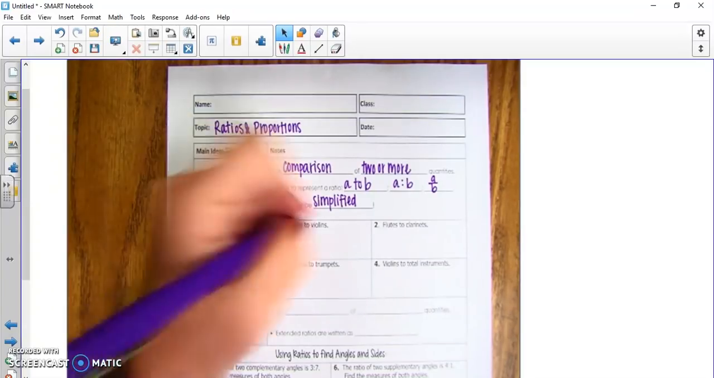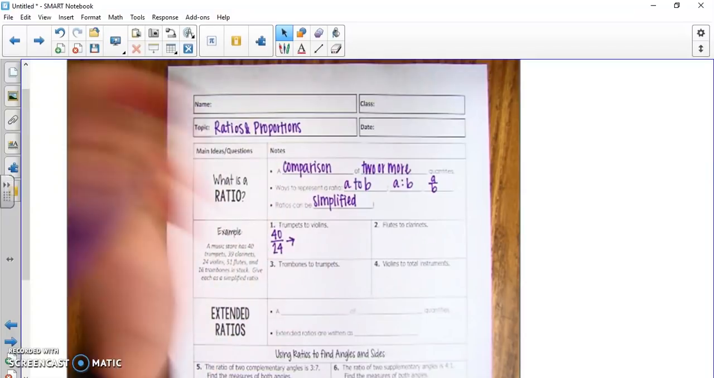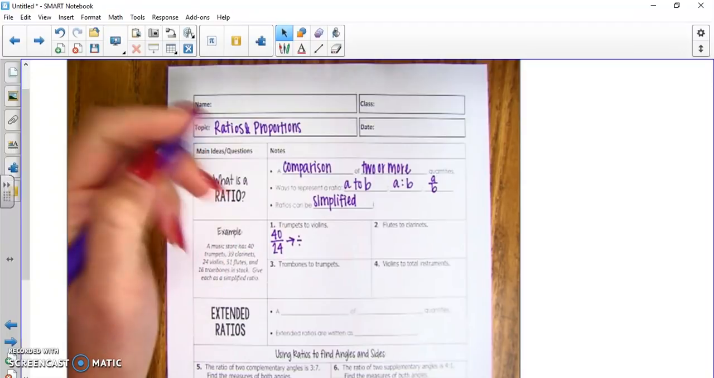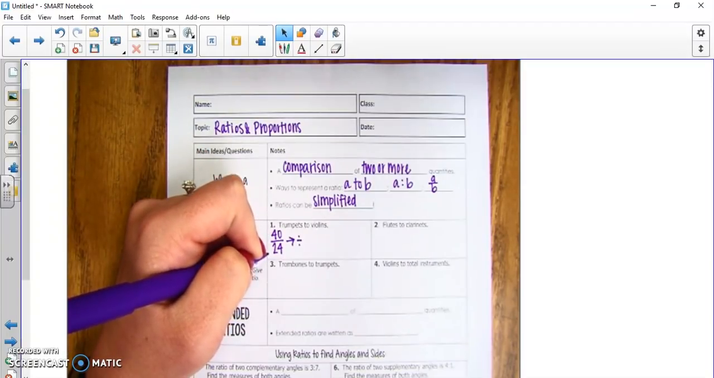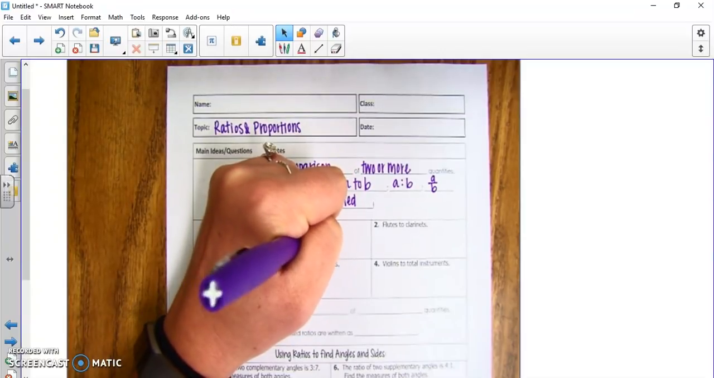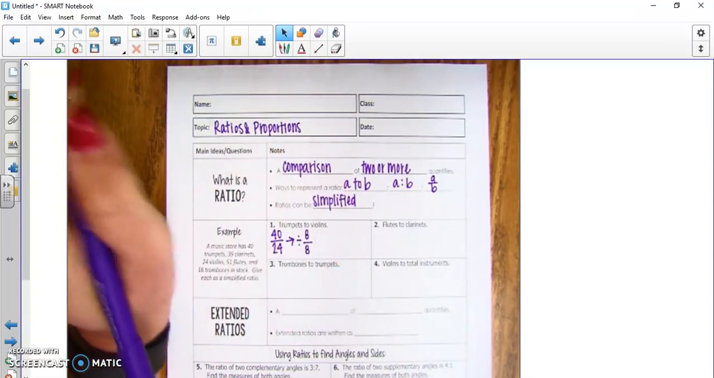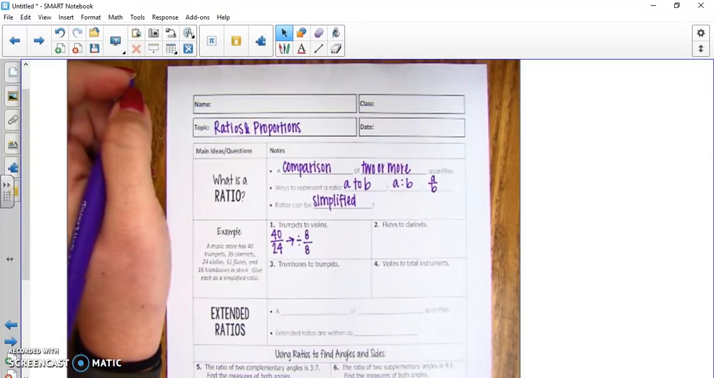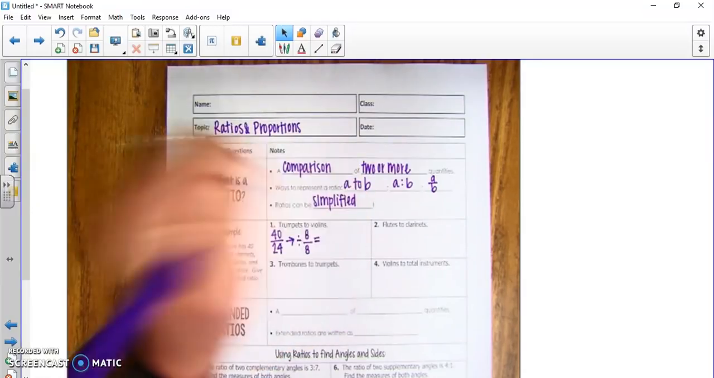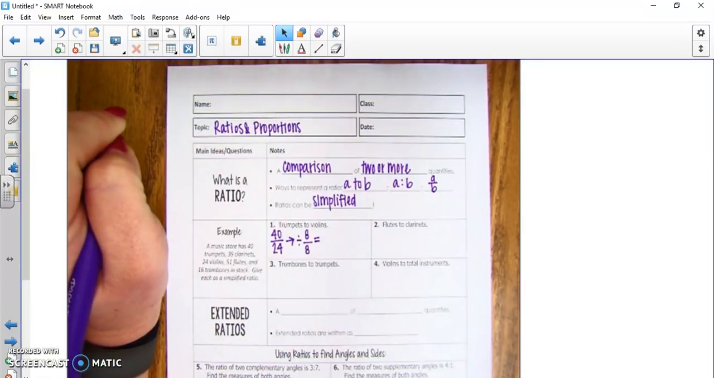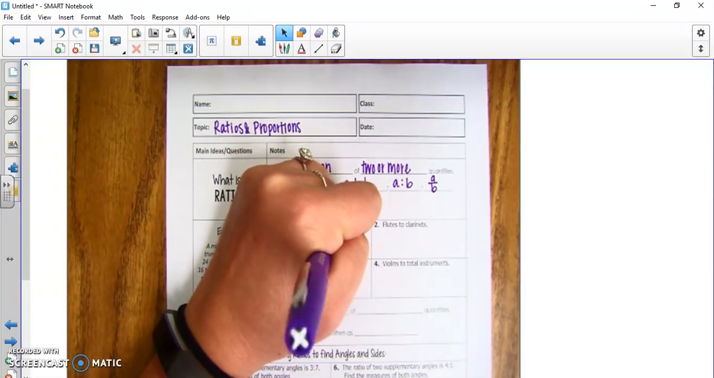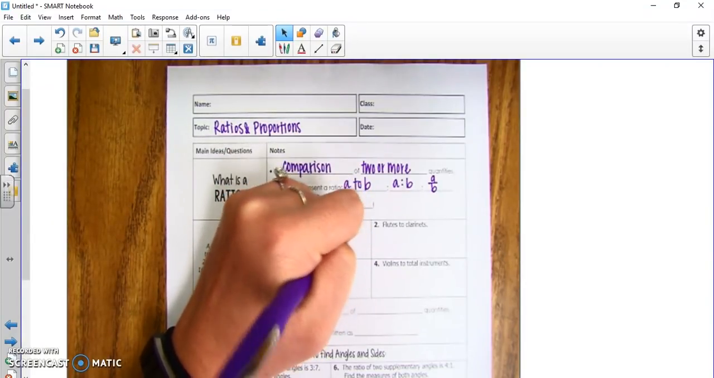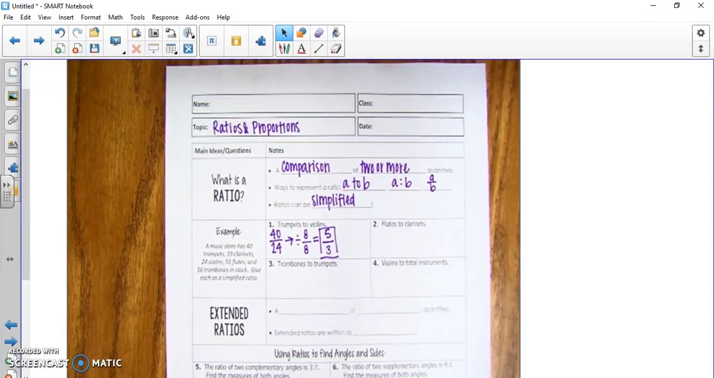So what do we need to do to simplify it? We have to divide it. So we're going to look for a common number that we can divide both of these by. When I look at these two numbers, I know that they can both be divided by 8. And if you didn't remember that off the top of your head, you can always divide by 2 until you get to the simplest form. So 40 divided by 8, we have 5. 24 divided by 8, we have 3. So our answer would be 5 to 3.